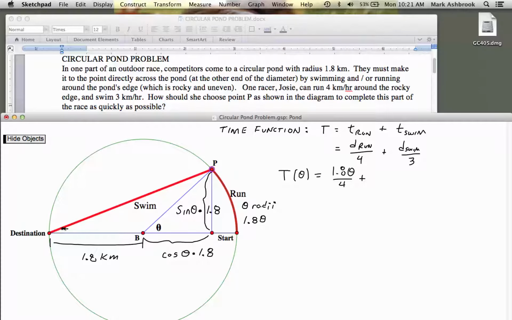Her swim distance, or the distance of the swim, is the hypotenuse of this right triangle here. So we could take this whole length squared plus this length squared, which would equal the swim squared. And so the swim would be the square root of, well, this side is 1.8 plus 1.8 cosine theta, and we would square it.